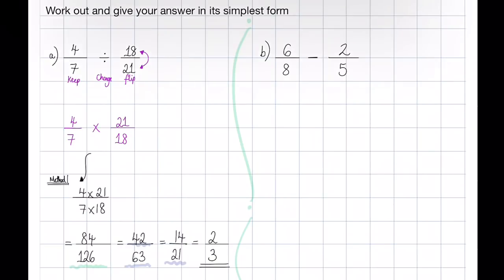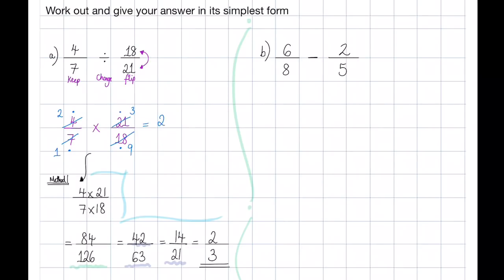Now if you don't want to use that method and you'd like to use a shortcut one, because there's more scope to make mistakes, there's a few lines of working, you could do the cross simplifying method. So you could go back to the purple and you look at the opposite diagonal. So 4 and 18, 2's will go into 18 9 times, 2's will go into 4 twice, and 21 and 7, 7's will go into 7 once, 7's will go into 21 3 times.